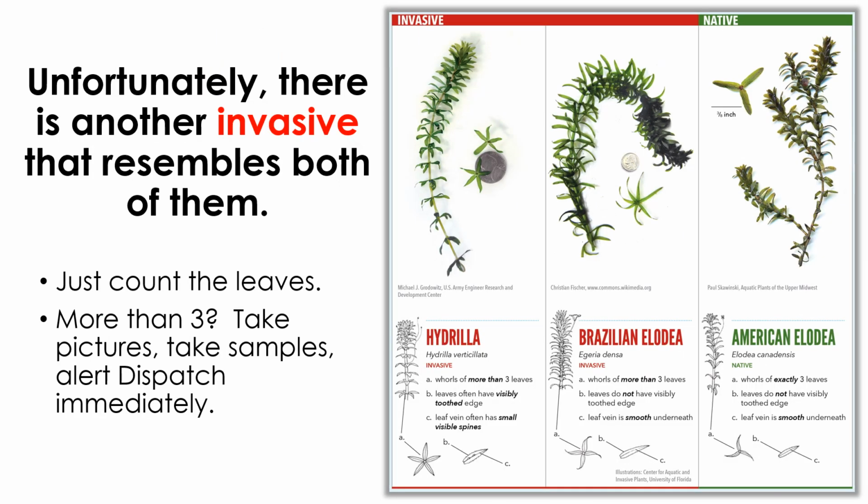Unfortunately and annoyingly, there is another invasive called Brazilian elodea that shares traits with both hydrilla and the native elodea. But the key part is the number of leaves in the whorl. Brazilian also has more than 3. In this chart, you can see the 5 leaves on hydrilla around that nickel, and then Brazilian with many more leaves, and then native with 3. So more than 3, sample it and alert dispatch immediately. Hydrilla is such a high priority that we need to handle suspected cases right away.